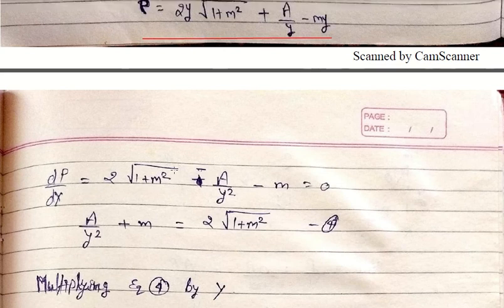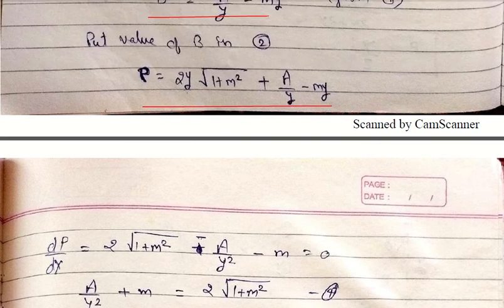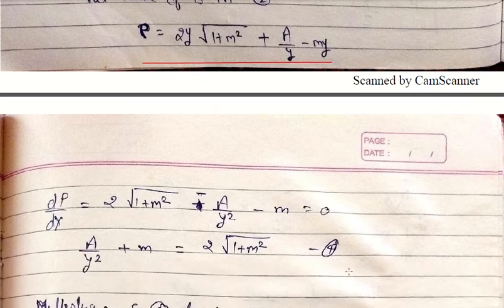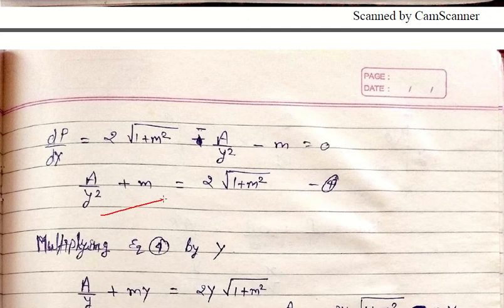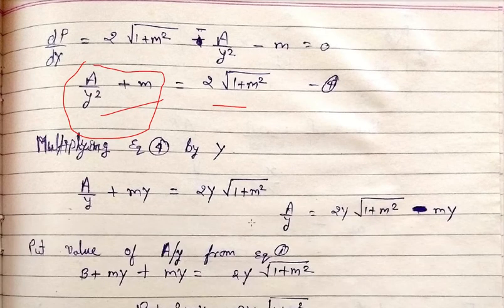So we differentiate this. So here this term with respect to y, it will give 2 root of 1 plus m square plus A by y into minus 1 by y square minus m, which is equals to 0. So A by y square plus m equals to 2 root of 1 plus m square. That means here this value is equals to this value. Now multiplying by y, A by y plus m y equals to 2y root of 1 plus m square.